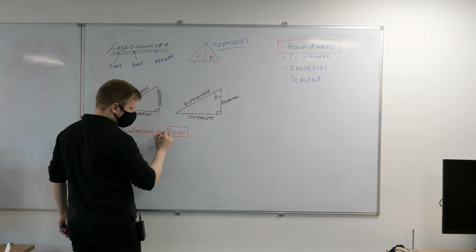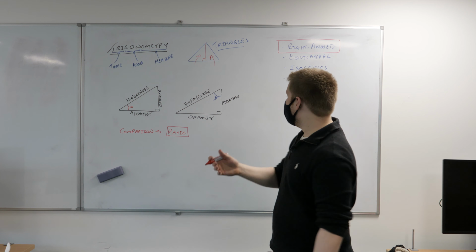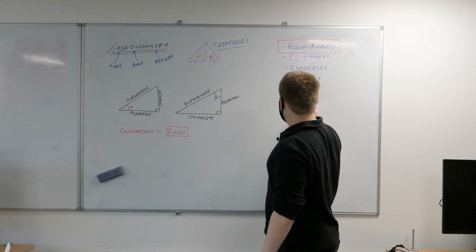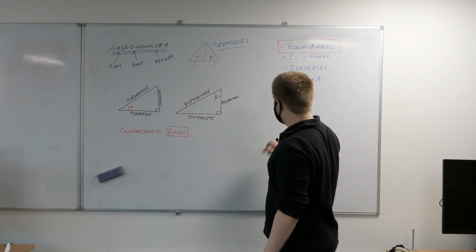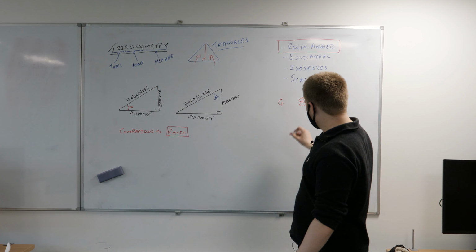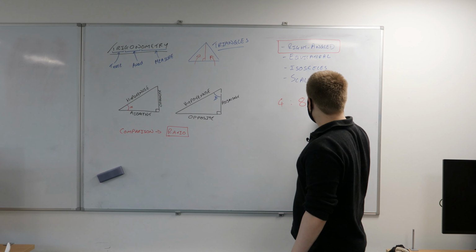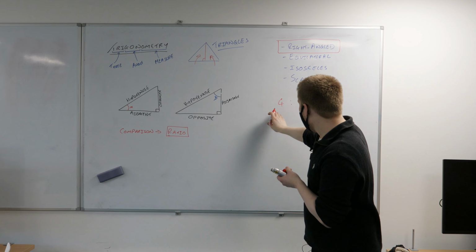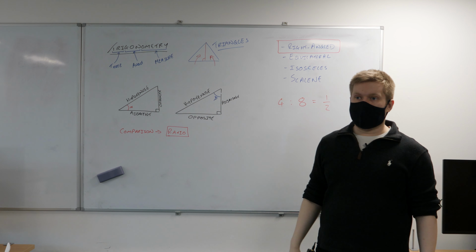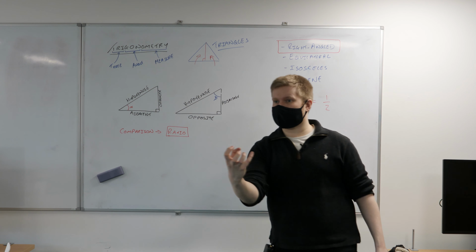So a ratio is literally just a comparison of size, okay? For example, if I take 4 and let's say 8, okay? If I wanted to compare 4 to 8, then I would say the ratio of these two things, so I write with 2 dots down the middle, will just be a half. Because that basically means that 4 is half of 8. Does that make sense? Okay? So a ratio is literally just a comparison of size.